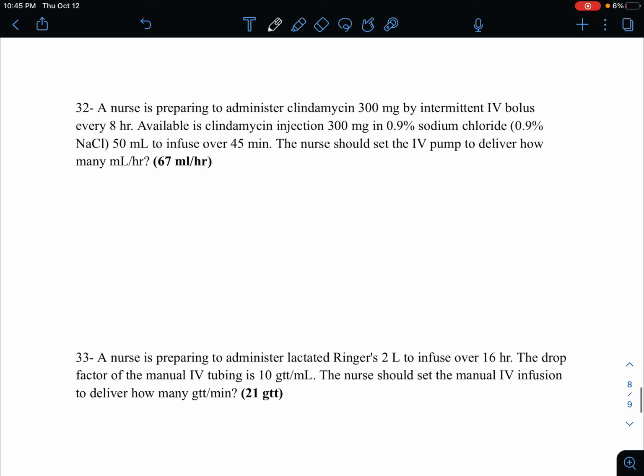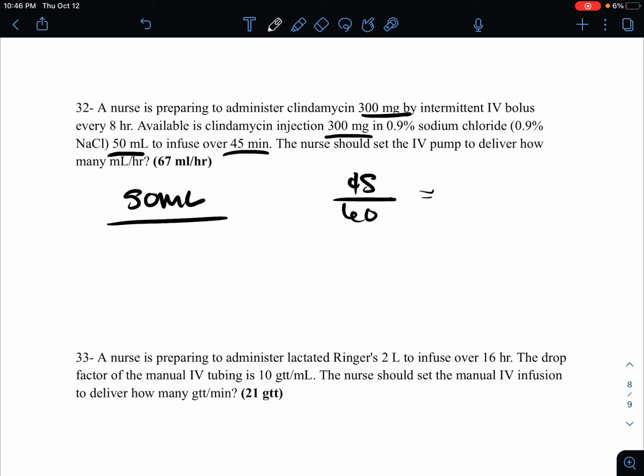This one, same thing. This one's asking, a nurse is preparing 300 milligrams every 8 hours. Available is an injection form of 300 milligrams in 50 milliliters of solution to infuse over 45 minutes. How many milliliters an hour? Same exact setup. The formula, again, is volume over time in hours, but because this is in minutes, we have to do our fraction. So 45 over 60, because there's 60 minutes in an hour. 45 divided by 60 equals 0.75 hour. 50 divided by 0.75 will give you 67 milliliters an hour.